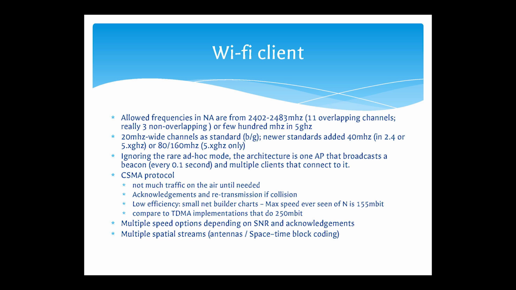The Wi-Fi standards have many speed options. Depending on the signal to noise ratio, they'll switch modulations between really low speed ones and higher speed ones, depending on how much signal there is between the client and access point and how much interference there is that is affecting their transmissions.